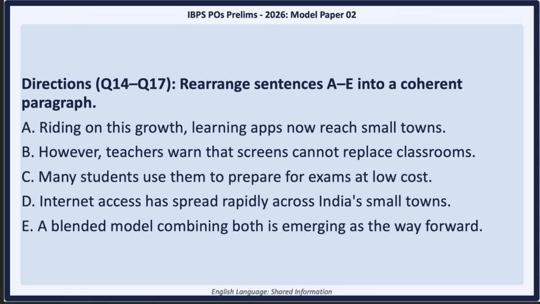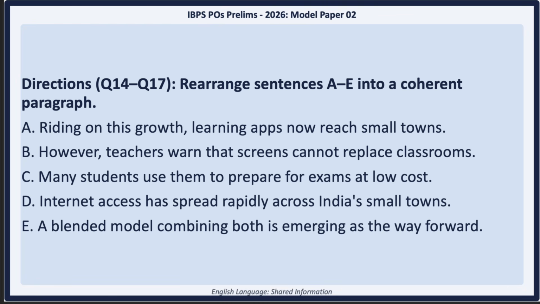Questions 14 through 17. We have to organize five completely standard sentences, A through E, into a logical paragraph. Parajumbles. These can be intimidating. Yeah, honestly, when I look at a wall of scrambled text, my eyes just glaze over. The sentences talk about internet access, learning apps, exam prep, teacher warnings, and a blended model. How do we even begin finding the sequence? You begin by finding the foundational pillar, the topic sentence. You need the sentence that stands completely on its own without relying on pronouns or transitions from other sentences.